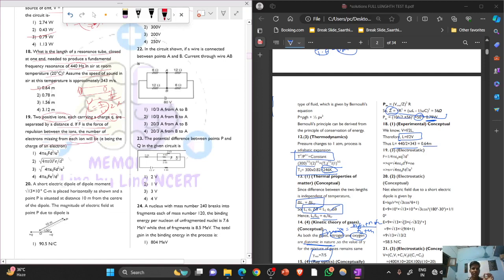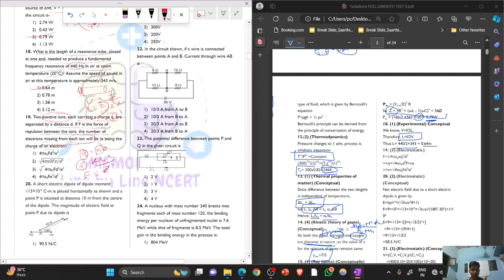Two positive ions carrying this charge. You don't know Q, so Q equals Ne. You just need to calculate the number of electrons here. So force is equal to what? F equals KQ1 Q2 upon R square.